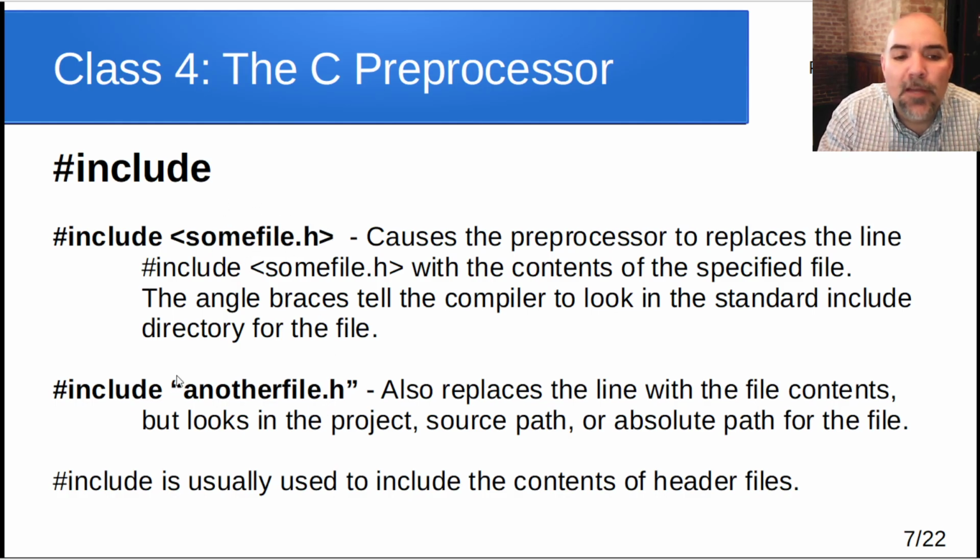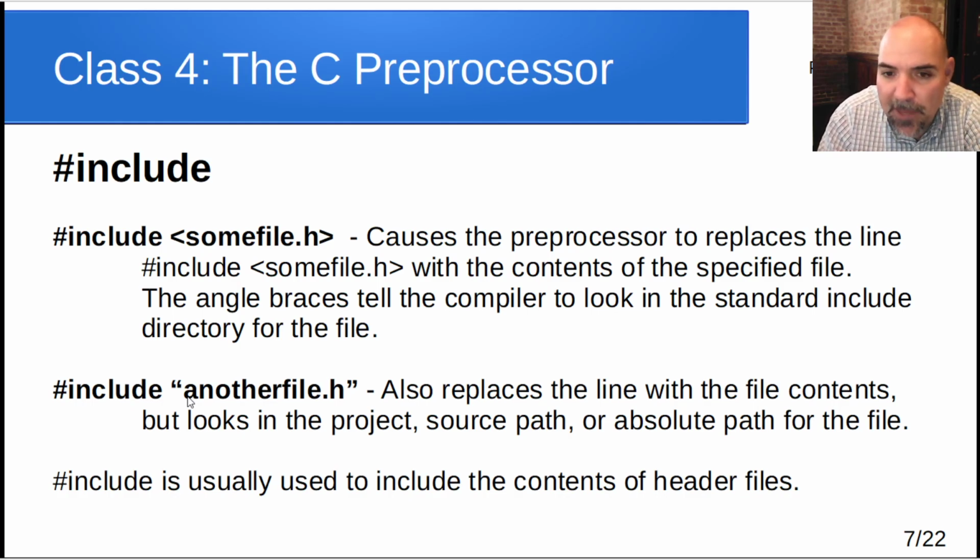Now, if you want to use a header file that's part of your project, that's not part of the standard distribution of C, then you can use double quotes around the header file name. And that can be anything you want. You could also include a path in here. That could be a relative path or an absolute path. Essentially, the compiler will look in the same location as the file that's being compiled. It'll look in the project.